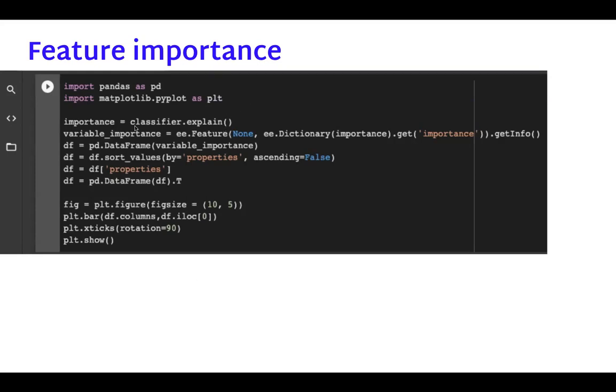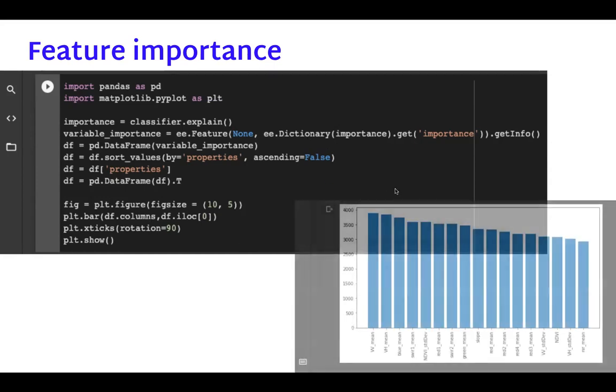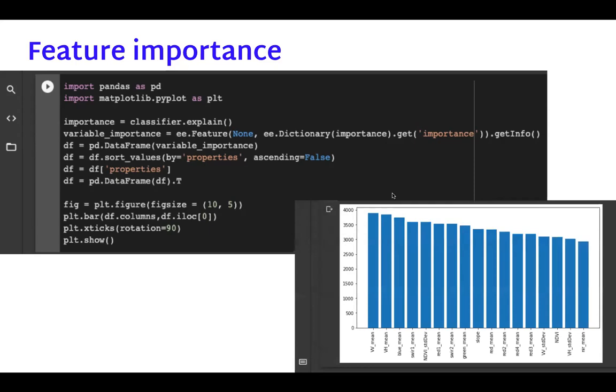So what you want to do here is classifier.explain, and then you create a feature to try to get the importance variable. And getInfo is a way to transfer data from Earth Engine to Python here. And then I imported pandas and matplotlib for visualization purposes, and then created a figure. And this is an example of how it looks.